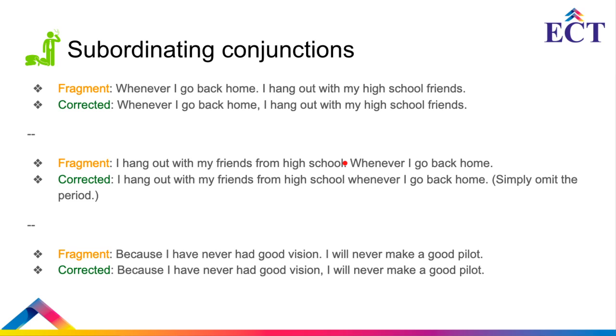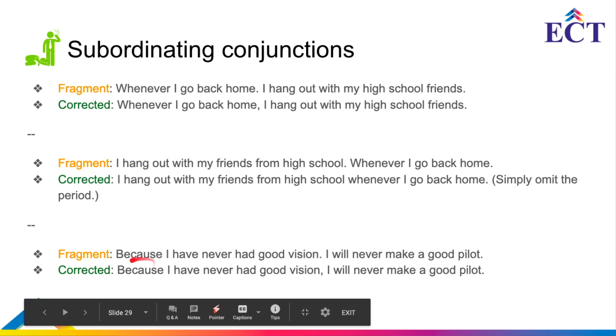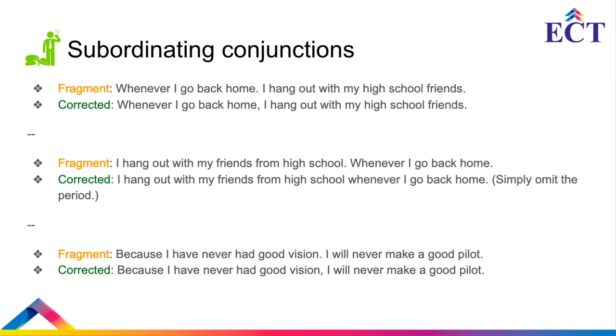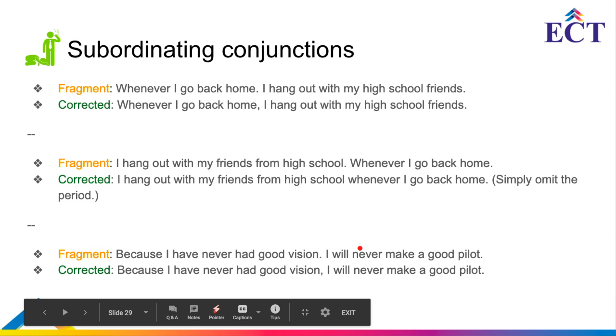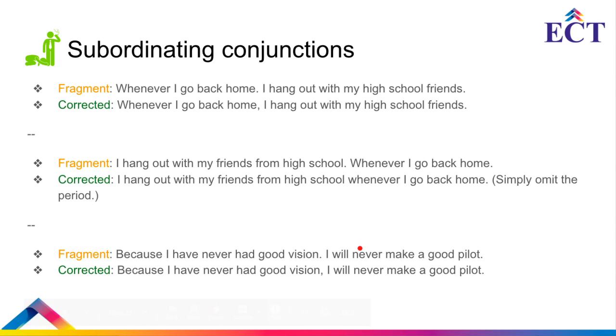Similarly, fragment again: because I have never had good vision, I will never make a good pilot. Because this is again a subordinating conjunction at the beginning of the sentence, we put a comma. Because I have never had good vision, I will never make a good pilot. So this is when we are using subordinating conjunctions. In fact, not 70, but 60% of fragments come because of subordinating conjunctions.